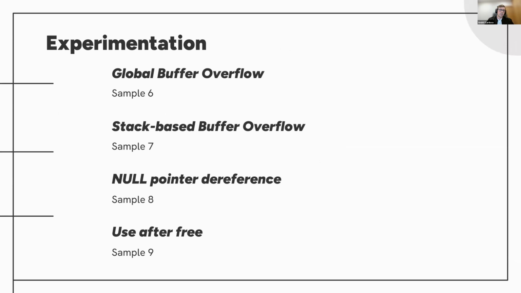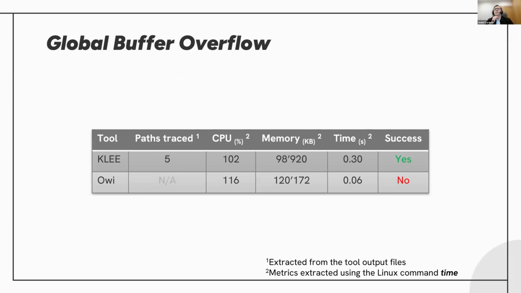These four cover different vulnerabilities, very small sources, very simple, just to test how the tools behave with these sorts of vulnerabilities. Starting with global buffer overflow, we see that CLI traced 5 paths. This shows us how simple the flow is. OE doesn't show us any information regarding that. It's, let's say, a limitation of the tool.